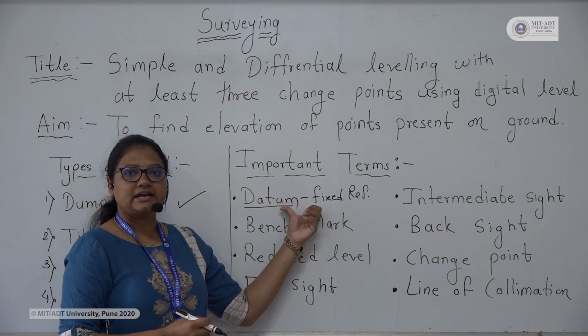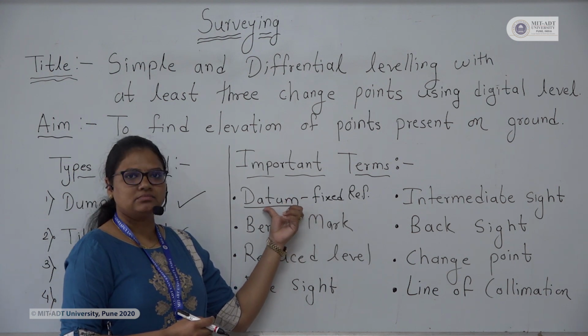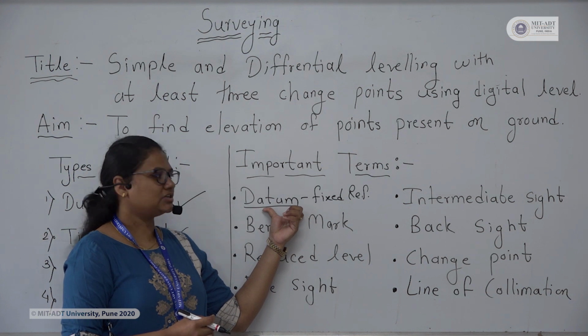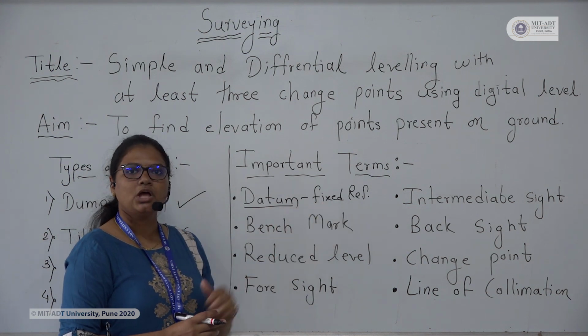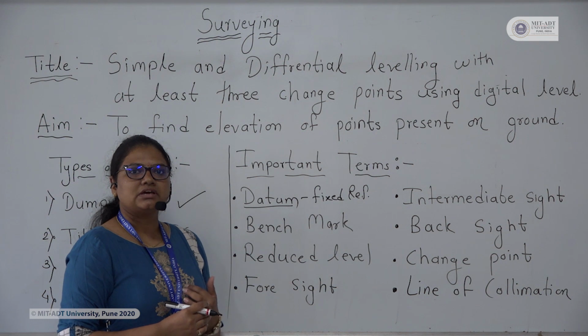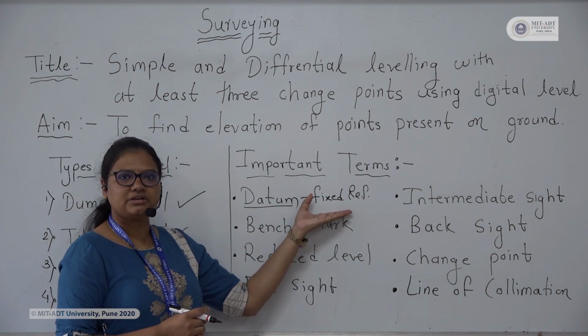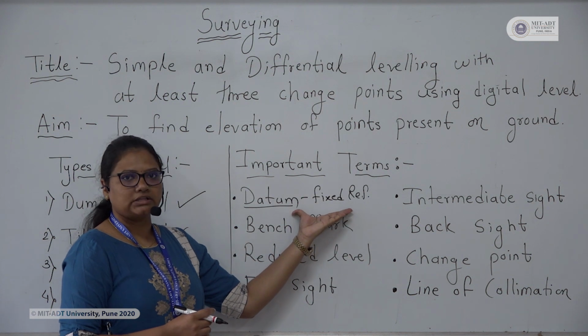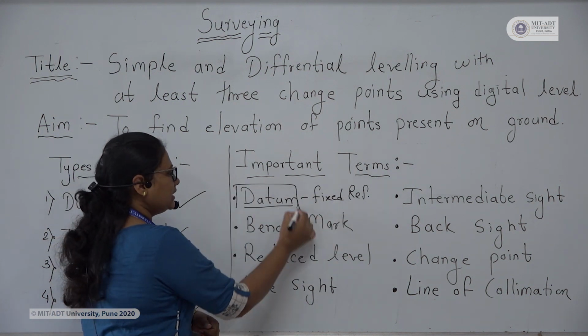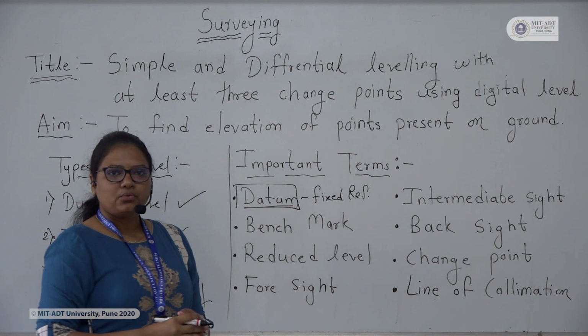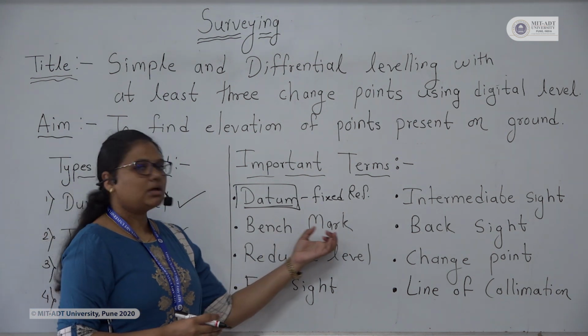We can say that at Karachi we have this datum. From that fixed datum we measure the different levels of different points. In previous days we used the benchmark which is available at Karachi. Nowadays we are using the benchmark which is located at Kolkata. That is nothing but a datum.